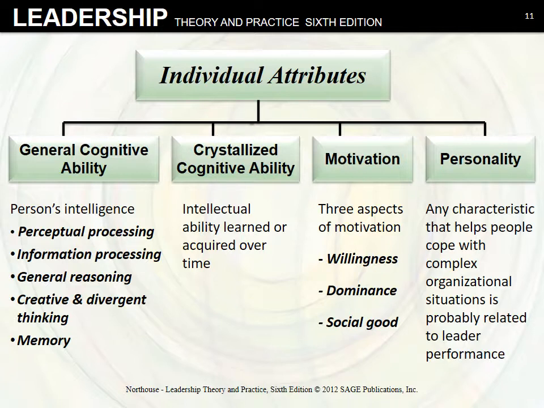So then there's this crystallized cognitive ability, which is, you're taking all these things you learn in school and they're crystallizing in your mind, literally. And this is an intellectual ability that you acquire over time, which leads to motivation, right? And there are 3 aspects of motivation: willingness, dominance, and social good, right? No one can teach you to be motivated. I can't teach you to be motivated. You can't teach me to be motivated. We have to motivate ourselves.